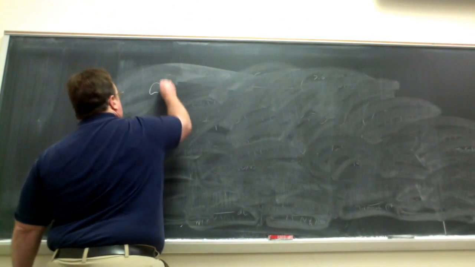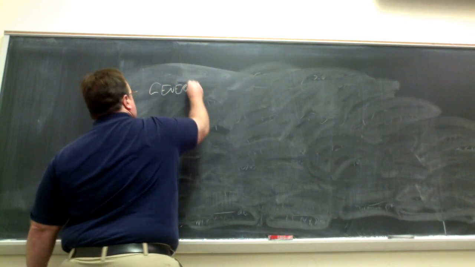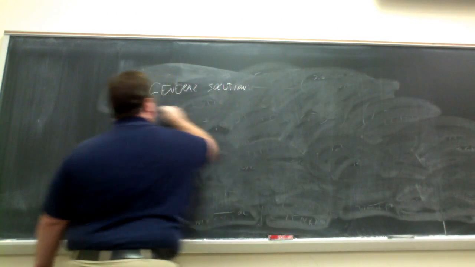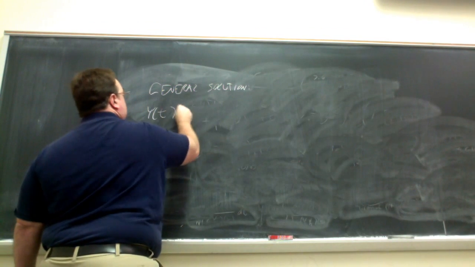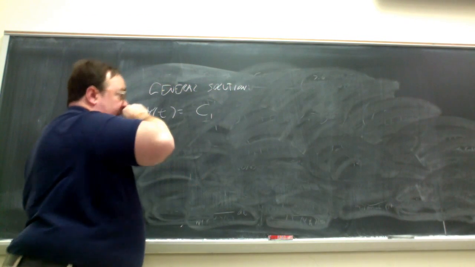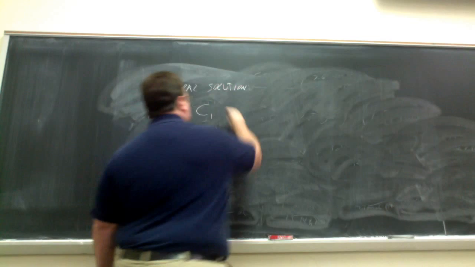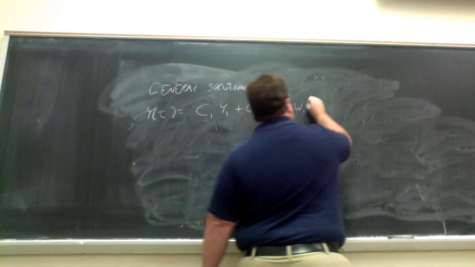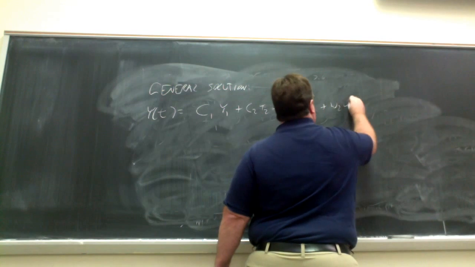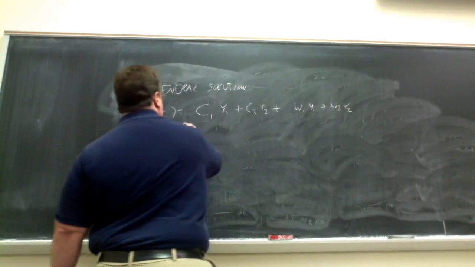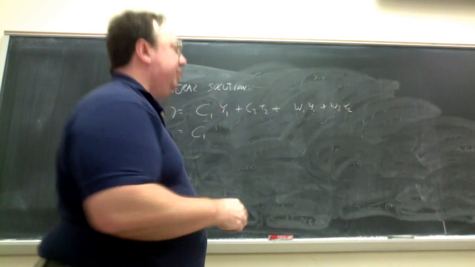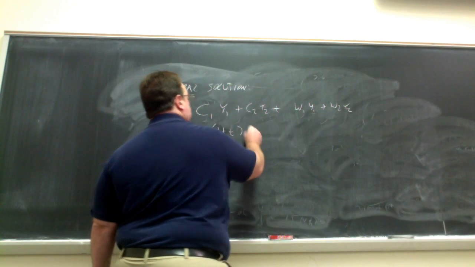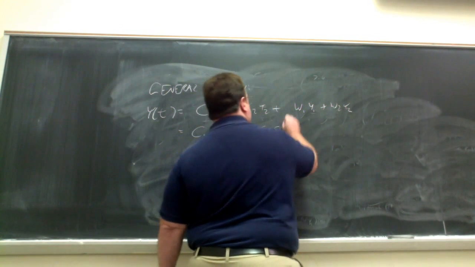So the general solution is first the homogeneous solution. So C1y1 plus C2y2 plus W1y1 plus W2y2. And now we can fill in the blanks. So C1, C2 remain undetermined. So C1 times (1 plus t) plus C2 e to the t.